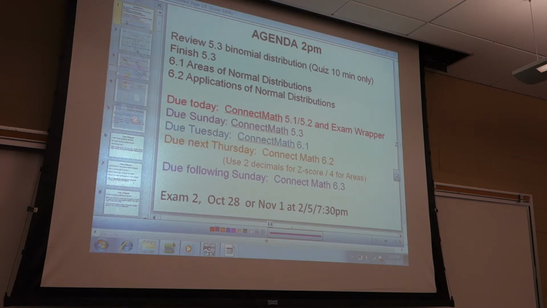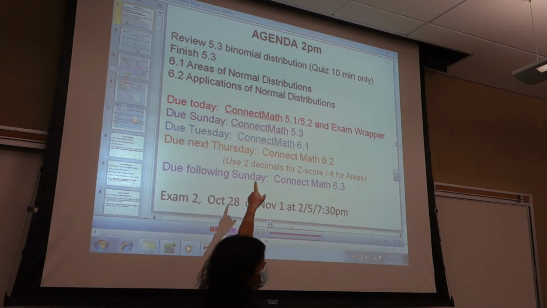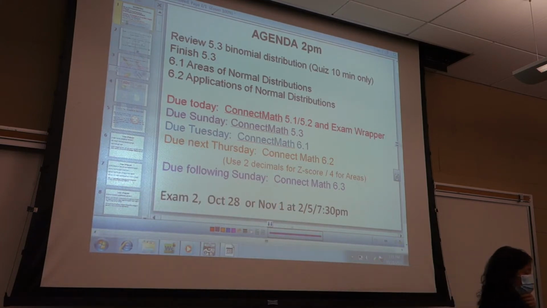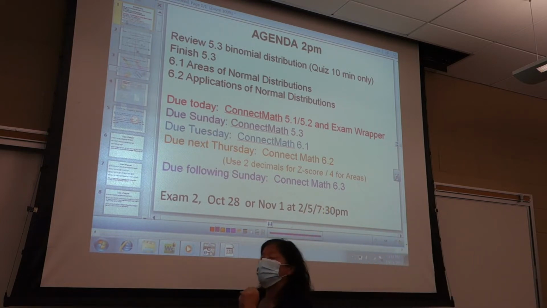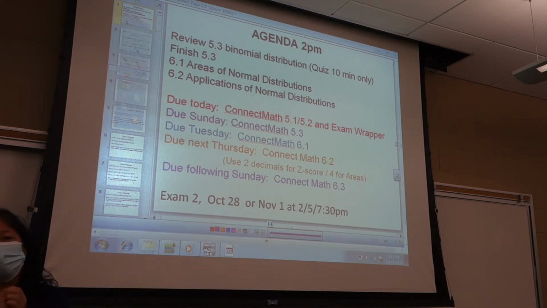We just have a couple things left for section 6.3. Due today you have 5.3, 5.2, Connect Math is due today, and also your exam wrapper. We did parts 1 and 2 in class, so you need to make sure you get that part uploaded today. Sunday, Connect Math 5.3 is due, which is the stuff on your quiz right now. Tuesday, Connect Math 6.1 will be due. Thursday, Connect Math 6.2 is due. However, that's also the same day as your exam. So ideally, it'd be great if you could do that before Thursday if you're taking the exam on Thursday, so that you have some practice in before you take the exam.